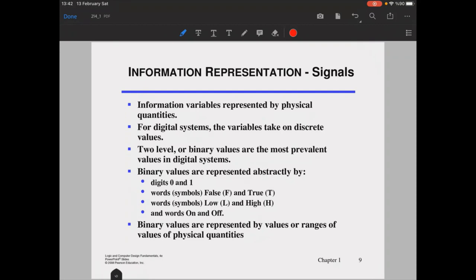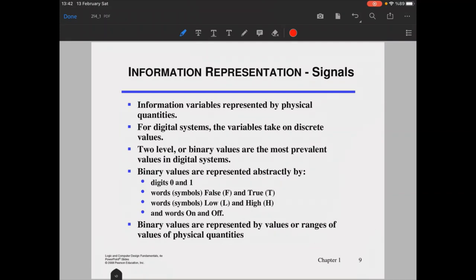Here, for these digital systems, you somehow need to represent information by signals. The information variables are represented by physical quantities. For digital systems, the variables take on discrete values, dominantly 0 and 1.